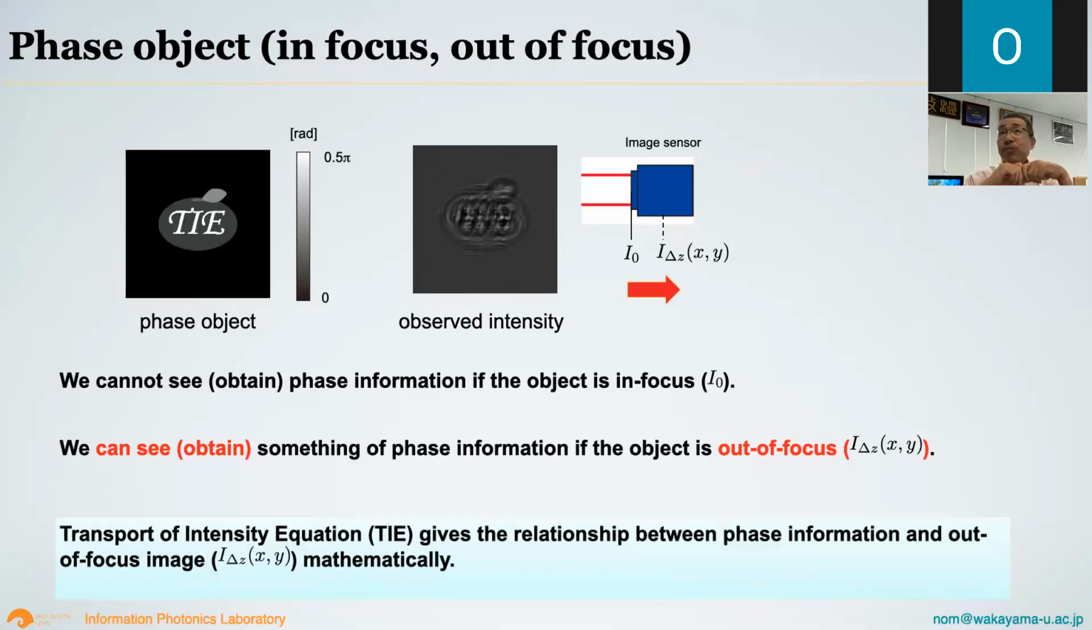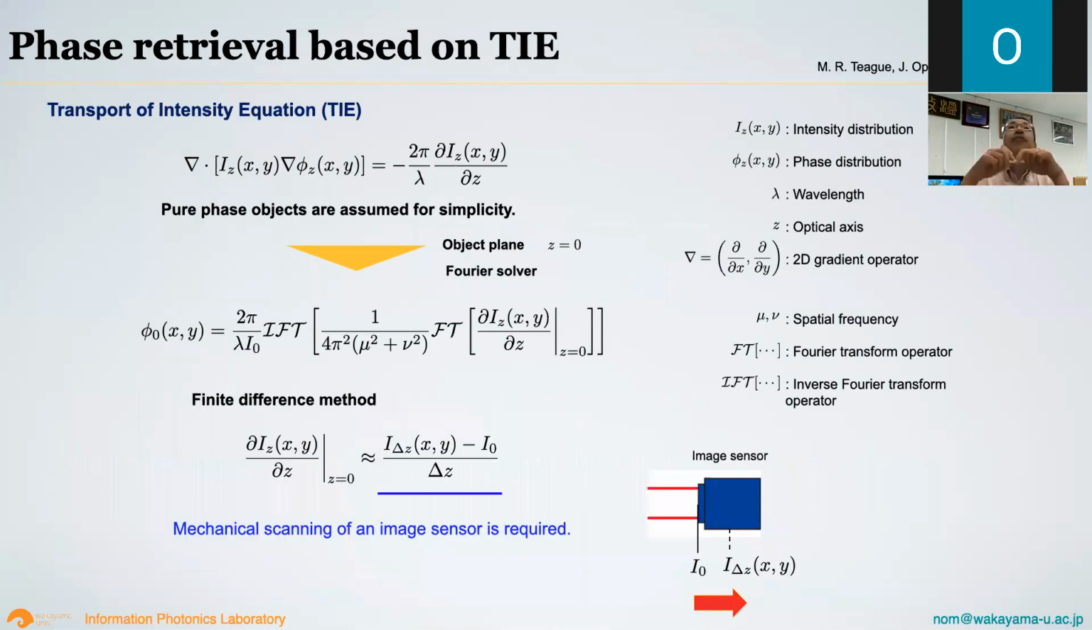This is the basic concept of transport of intensity. TIE gives a relationship between the phase information and out of focus images mathematically. So I will show you some equations for the relationship between the phase information and out of focus images. A little bit complicated. You don't have to understand completely. Anyway, I will show you some equations.